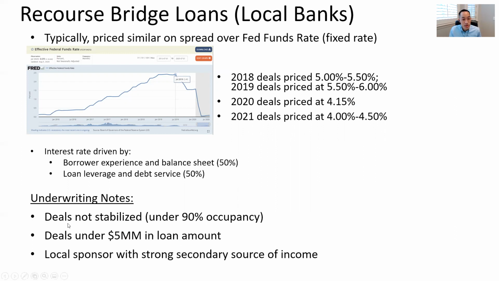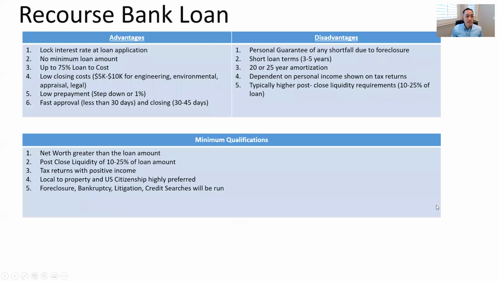Most people are using these on deals that are not stabilized, so it's not 90% occupied. The deal's sort of broken, and they're going to use it for that. If it's under 5 million, that's where we see a lot of these loans, just because the pricing is a lot better than non-recourse under 5 million. And they usually like to see a local sponsor. They want you to build a relationship with that bank and have a strong secondary source of income. So, some advantages and disadvantages here.